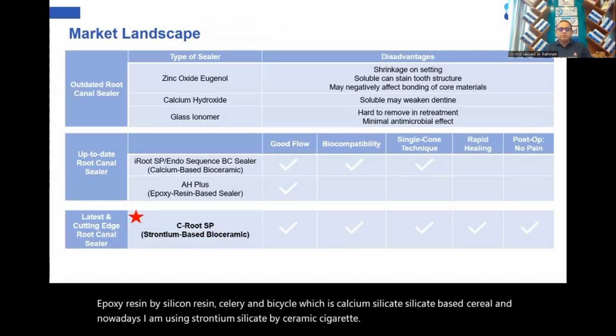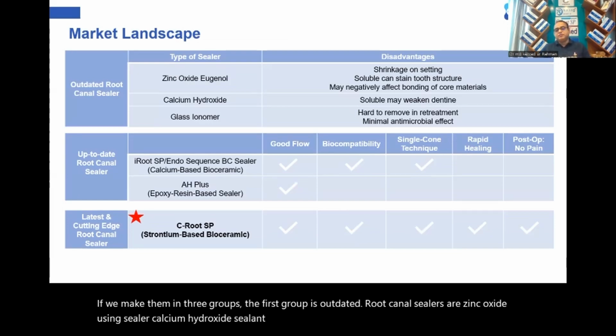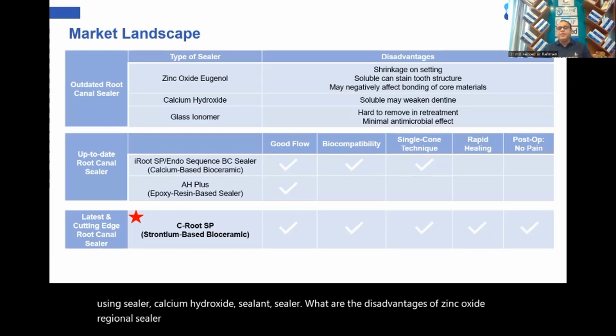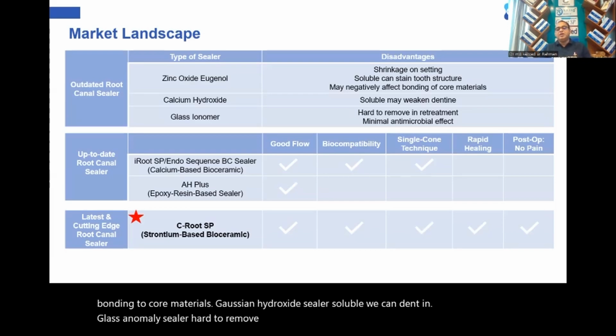If we make them into three groups, the first group is outdated root canal sealers: zinc oxide resin sealer, calcium hydroxide sealer, and glass ionomer sealer. What are the disadvantages of zinc oxide resin sealer? It shrinks on setting, is soluble, can stain tooth structure, and may negatively affect bonding to core materials. Calcium hydroxide sealer is soluble and may weaken dentin. Glass ionomer sealer is hard to remove in retreatment and has minimal antimicrobial effect.